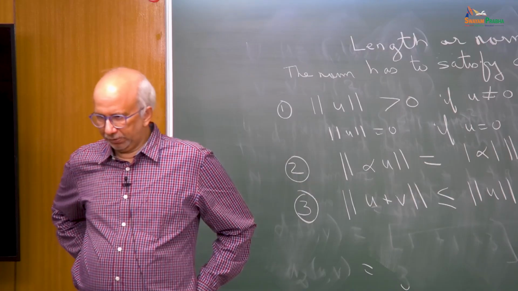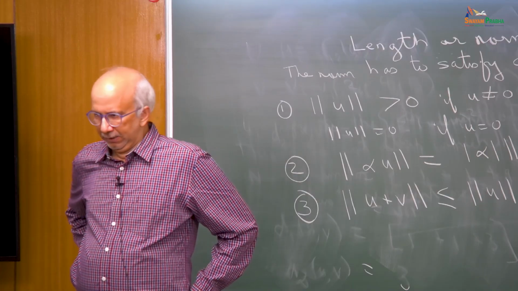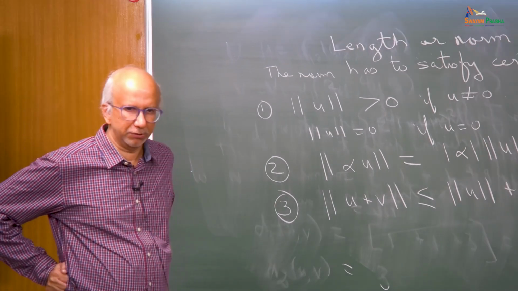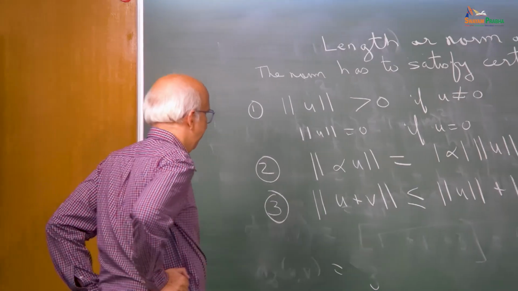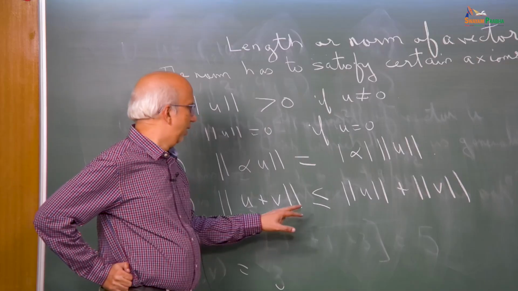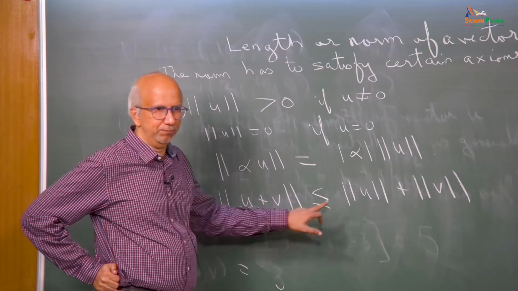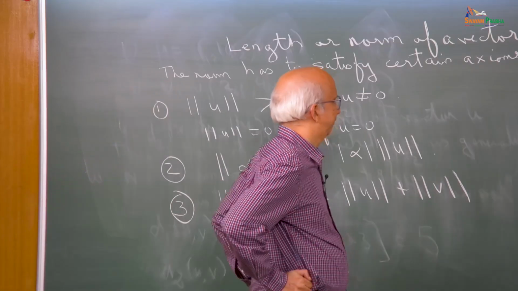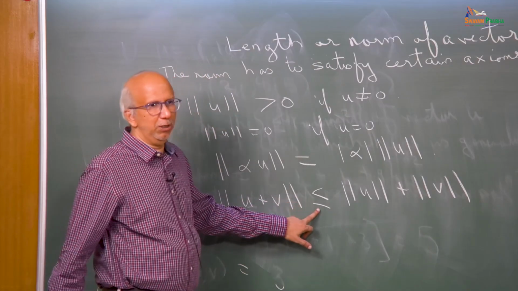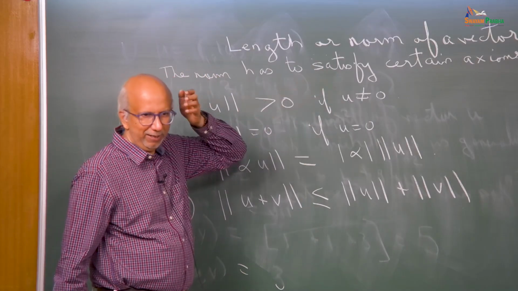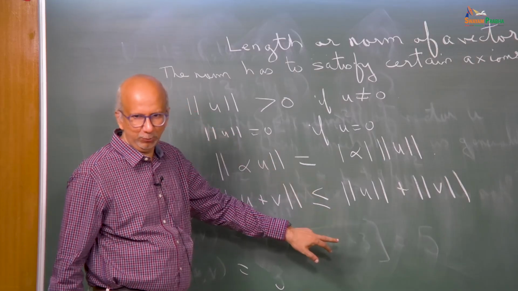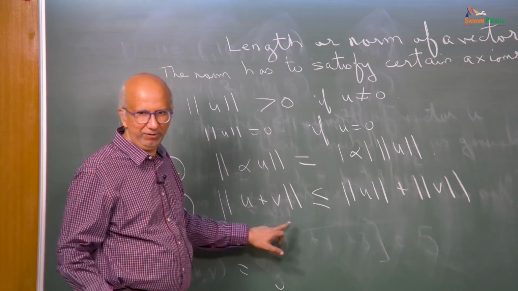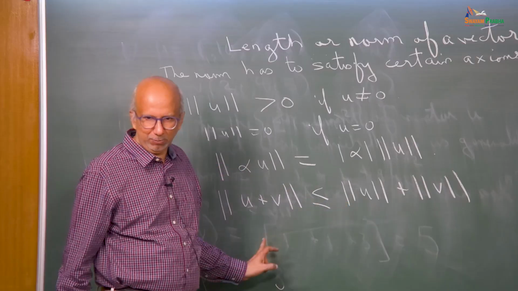Length of one side of a triangle is less than the sum of the other two sides. It should be less than or equal to, because I have not put it, you are right, correct. His question is whether this is less than or equal to, or less than. Yesterday when I talked about metric, I put less than. Now I am putting less than or equal to, because if v is 0, I am trying to make it more general. If v is 0, the norm of u can't be less than norm of u. Norm of u will be equal to norm of u.